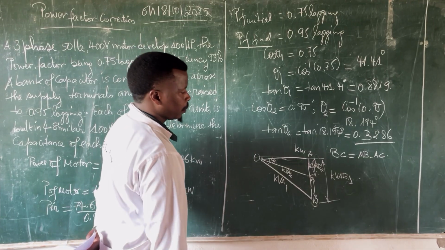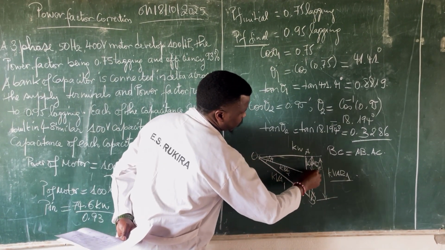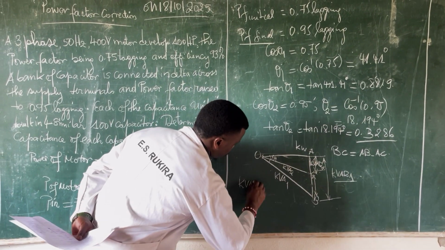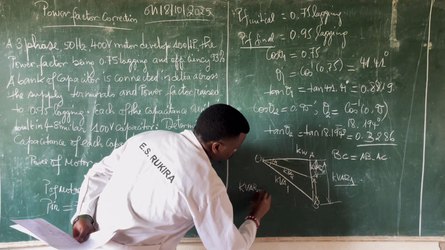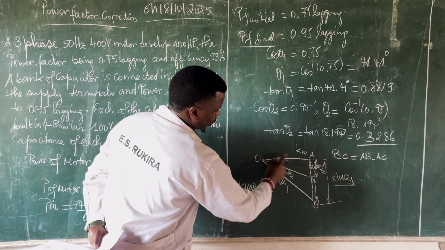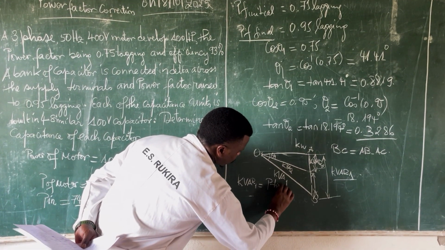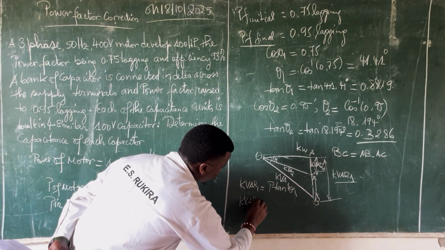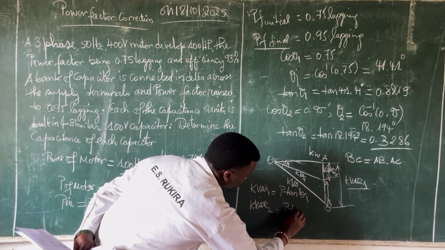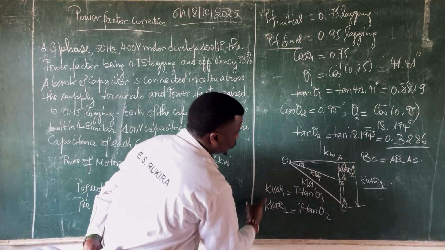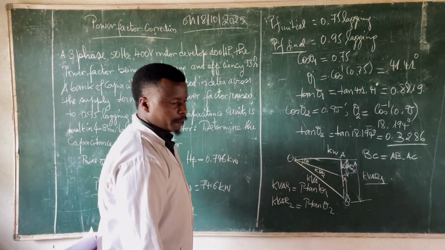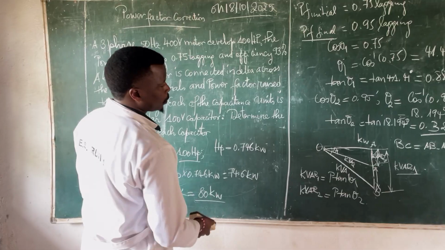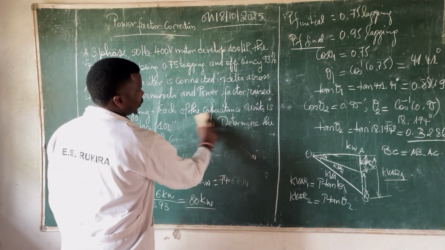But how are we going to get this and this? The reactive power kVAR 1 will be equal to the active power in kilowatts times tan theta 1, while kVAR 2 will be equal to power times tan theta 2. Now the difference of the two is what the capacitor bank will supply, so as to improve the power factor. Let's clean up so that we continue.